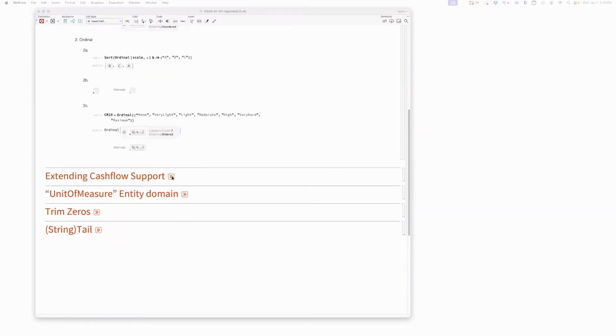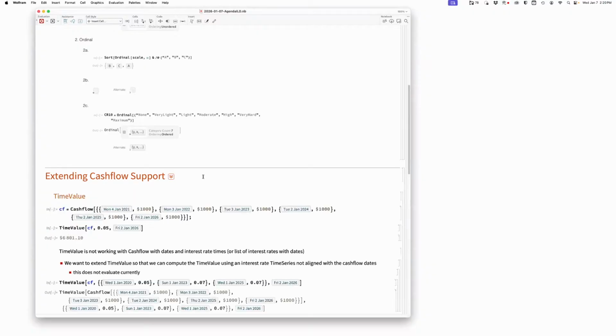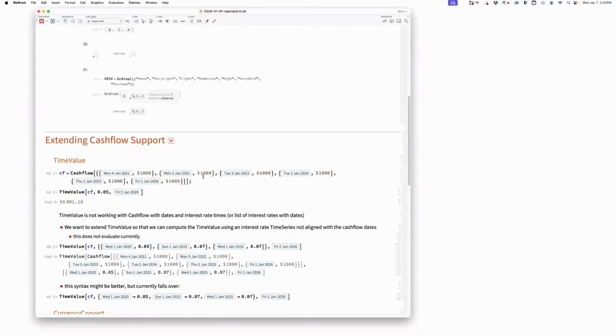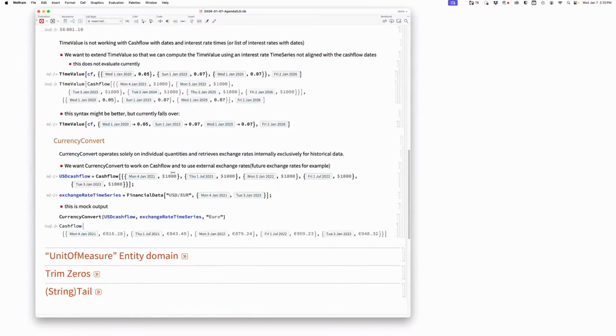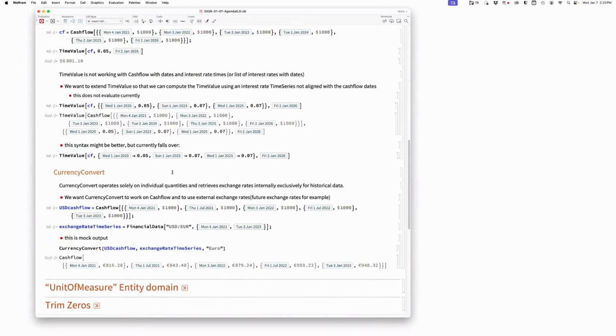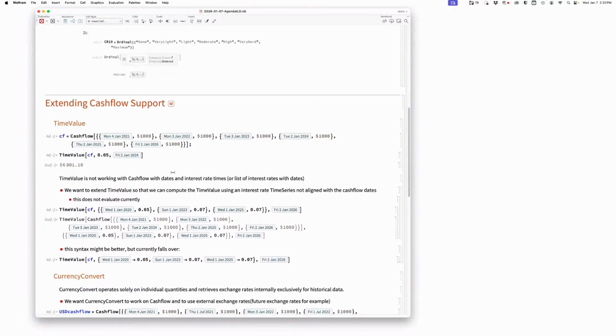Okay. I have Filippo here. I understand this is something you guys talked about briefly some time ago, but he had some suggestions on extending our support for cash flow in a couple of areas in the language, specifically time value and currency convert. And I wanted to have at least a brief discussion about how closely we want to integrate cash flow with the general unit framework, or if we want to keep it fairly targeted.